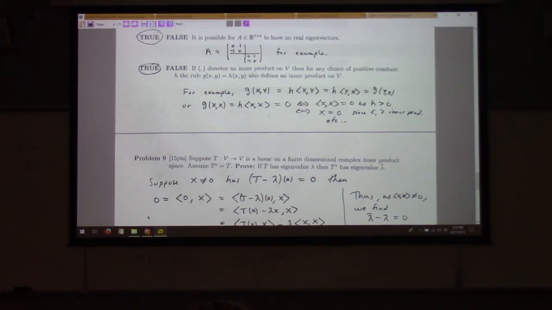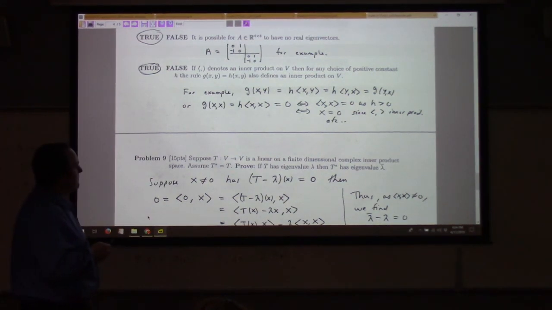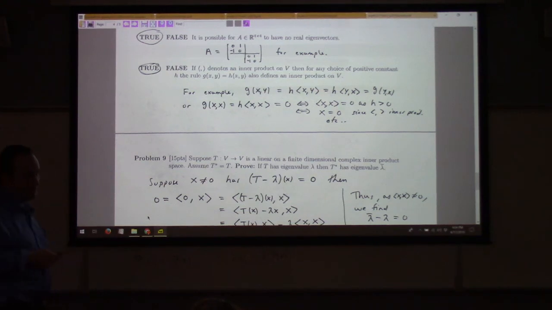If ⟨·,·⟩ denotes an inner product on V, then for any choice of positive constant h, ⟨x, y⟩ scaled by h defines an inner product on V. The answer is, indeedly-doodly, that is true. You can always take an inner product and rescale it to give you another new inner product. Here's the proof. Well, it's symmetric, and it's zero only if that's zero. And you can prove linearity in the entries just the same.